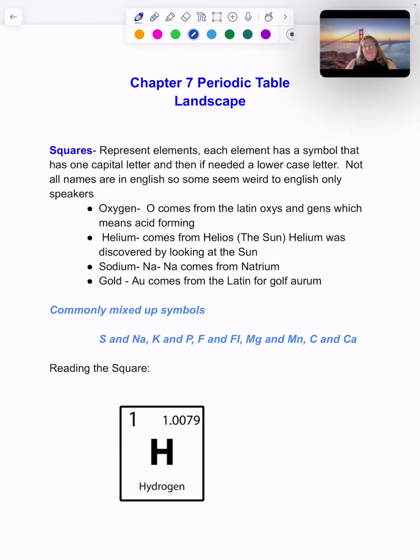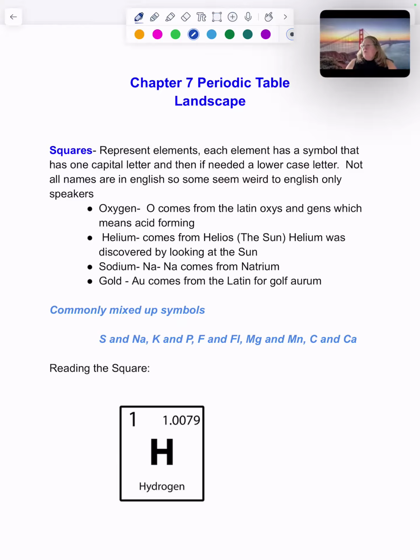Students I've found over my vast experience want to say S instead of Na for sodium. S is sulfur. Okay, K and P get mixed up. K is potassium and P is phosphorus. It used to be we could always say there's no FL on the periodic table, just F for fluorine. Well, now there is an FL, and that's flerovium. People confuse magnesium with manganese, calcium, and carbon. So you've got to be really careful what you do.